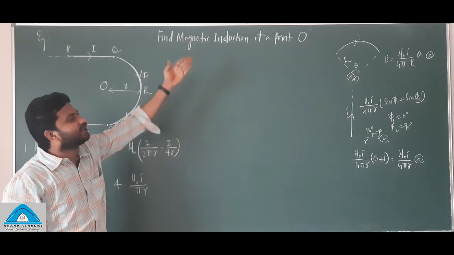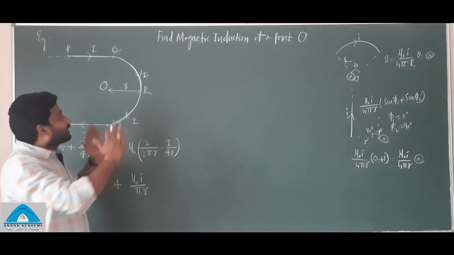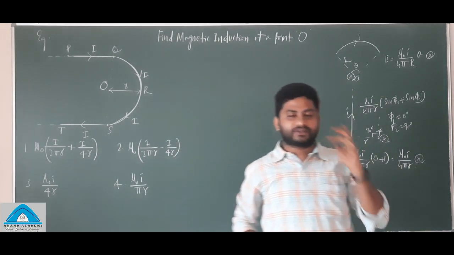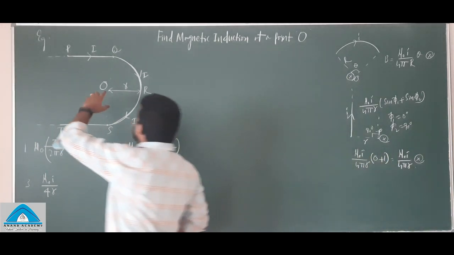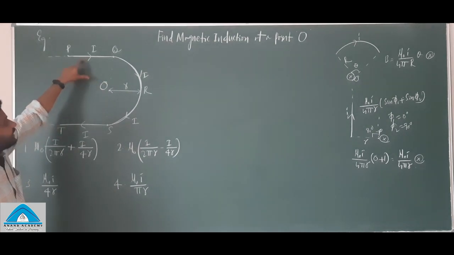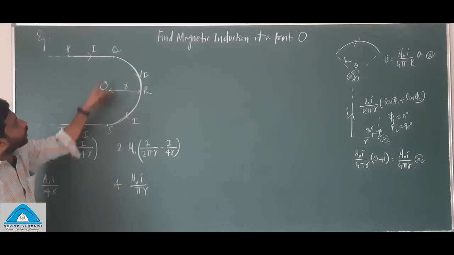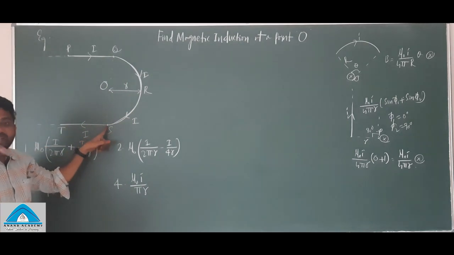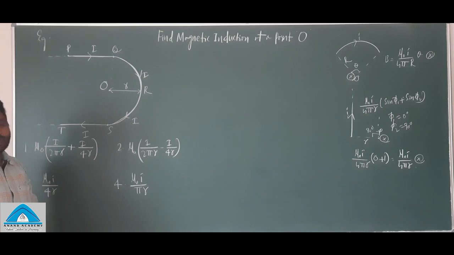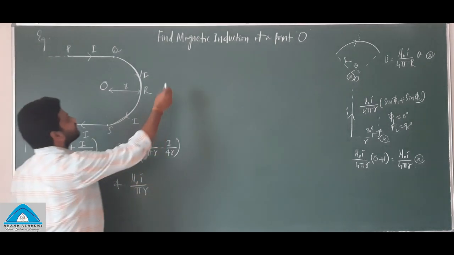Here, these are individual cases. Here, the case is a combination of three magnetic fields, right? Because there is a magnetic field at this point due to this wire, a magnetic field at this point due to this arc, and a magnetic field at this point due to this wire. Understand? So what I am writing here is the first step.